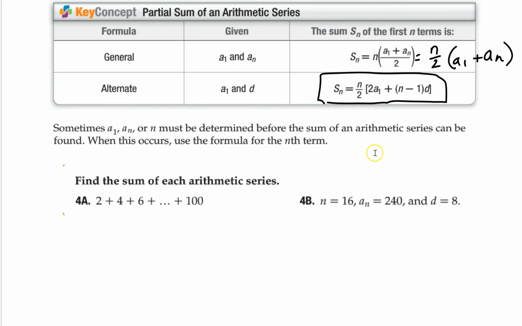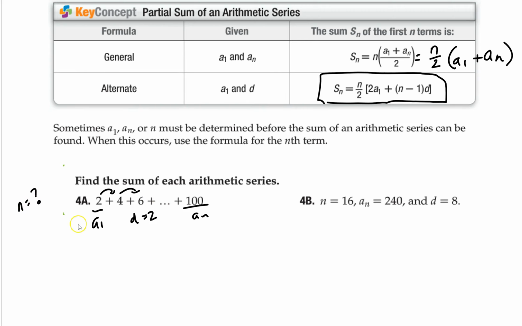So look at this first one. They want me to find the sum of this arithmetic sequence. So it goes 2, 4, 6, blah, blah, blah, 100. So first let's see what we have, right? To use these formulas, I have A1. I actually have the common difference. I know every single time we're adding 2. And I have the last term of the sequence. This is actually known as AN. Now, see, look, this will be good. I have AN, I have A1, I have a common difference D. I think if you notice, we don't have N.